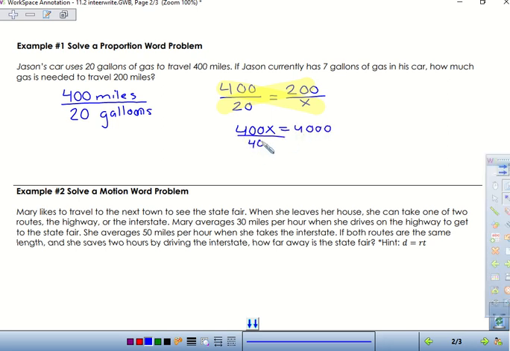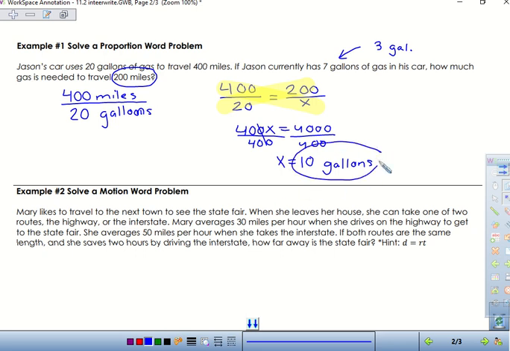We then just solve it, and we get x equals what? 10 gallons. So it's going to take him 10 gallons of gas to travel the distance he needs to travel. So how much more gas does he need to put in his car? 3 gallons. So had the question asked, the next question might be, how much more gas does he need to get? They might say 3 gallons. But overall, the question that was asked, the answer would be 10 gallons. Okay?